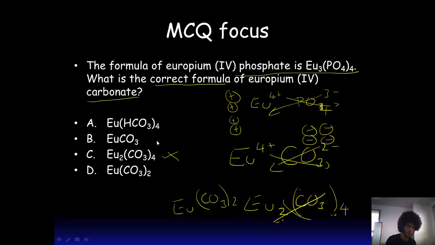This is obviously wrong because 1 of each, we know that europium is 4 plus, and that's 2 minus, that's not going to work. This isn't even carbonate, it's hydrogen carbonate, that's nonsense. So we're left with this, and it works. So by doing a process of elimination and by working out the problem, you can get to the correct answer.